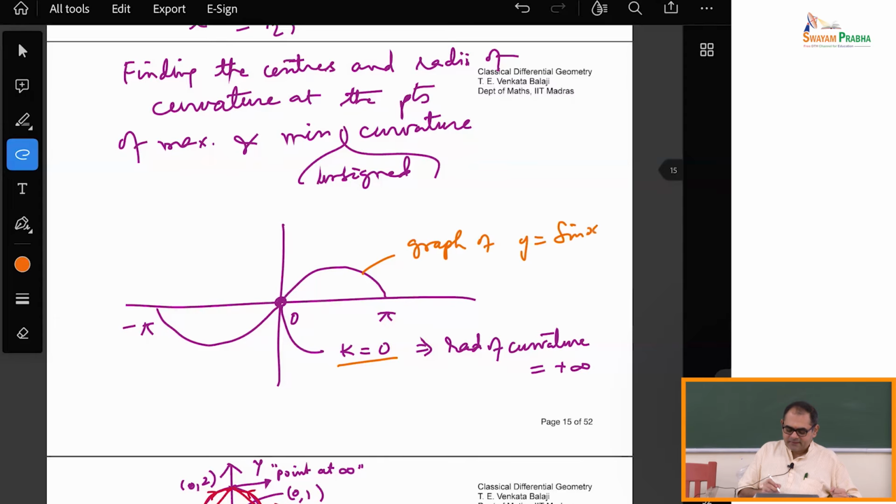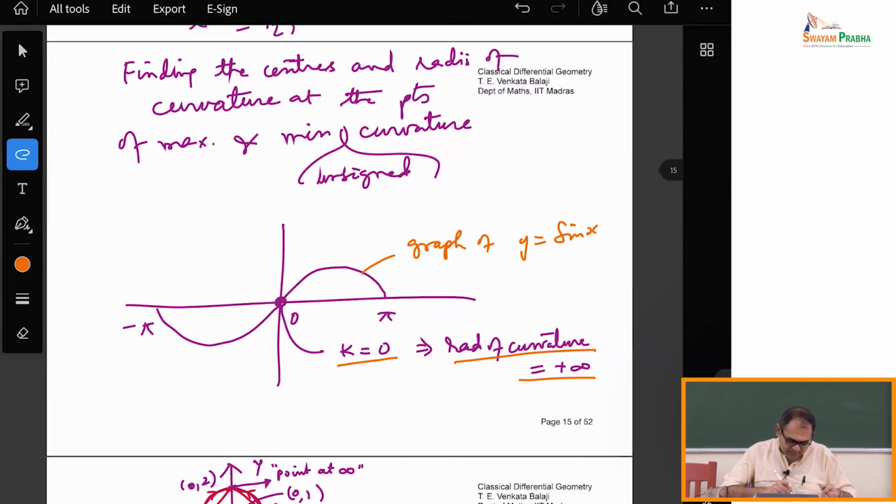Okay. Then at the origin, the radius of curvature is infinity. The center of curvature, if you want to really geometrically define it, should be the point at infinity, and there is only one point at infinity. How do you make sense of one point at infinity? It's using the stereographic projection, as I told you. So if you draw the circle of curvature, it will be a straight line.